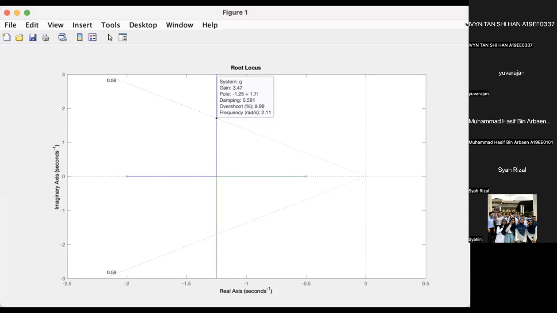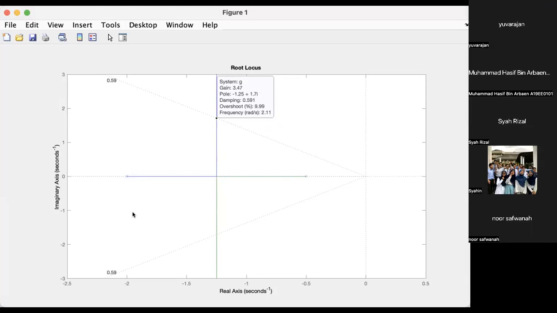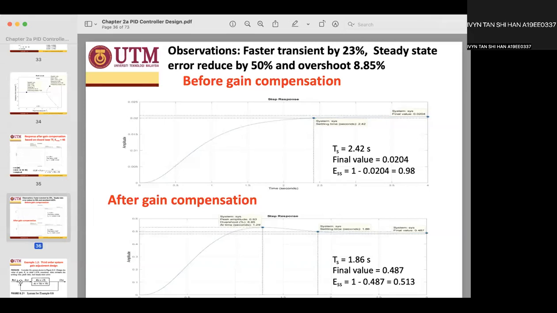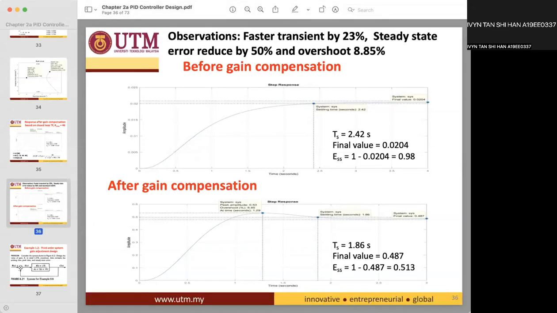Ivan, what is the dominant pole? Negative 1.25 plus J 1.7. Okay, so we come back to the slides.